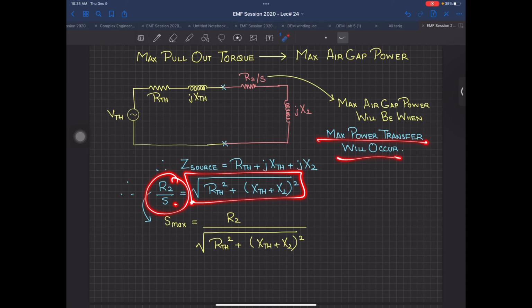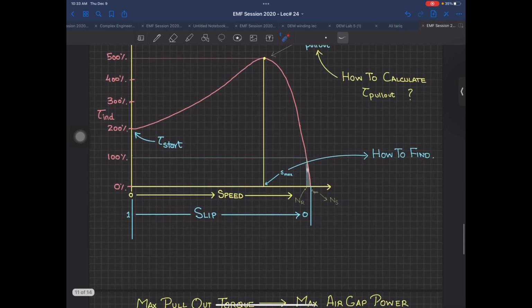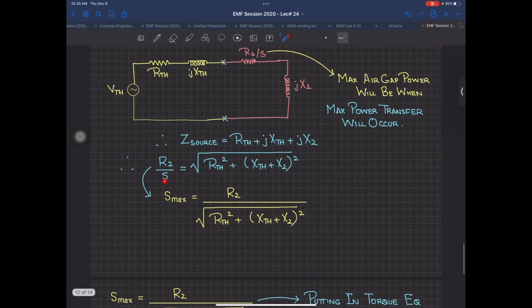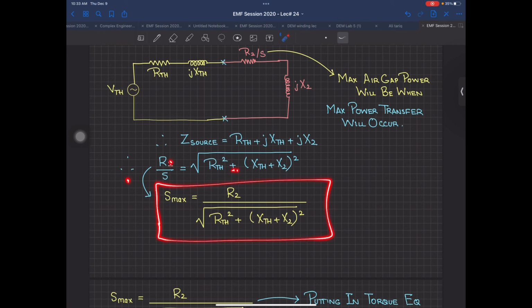CAD1 rule. Now, when R2 by S becomes equal to this term, I am talking about this S, which is actually S max. So instead of S over there, taking this R2 on this side, I have my S max equal to this form. So if a simple question comes, give me the value of the slip at which maximum torque will occur, you have the equation in front of you.